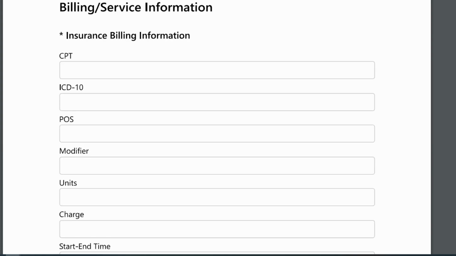The next part of my chart note is the billing information. I indicate the CPT, ICD-10 codes, POS or place of service code, modifier, units, the charge, and then the start and end time as well as the total time. This aligns with what is billed. I also update the calendar to reflect the time as well.